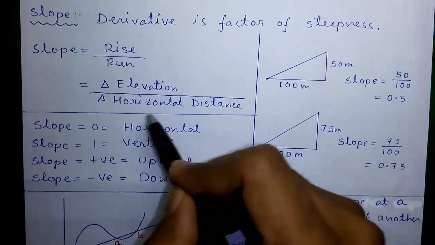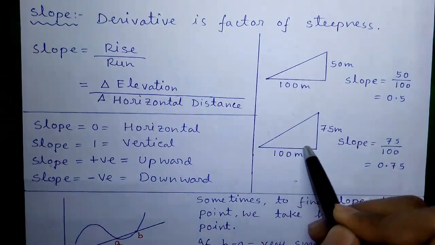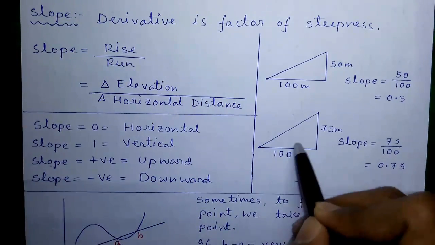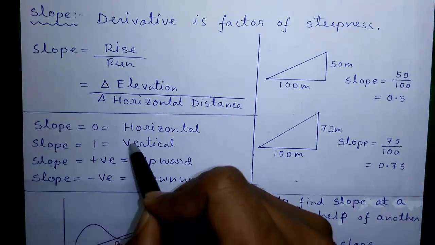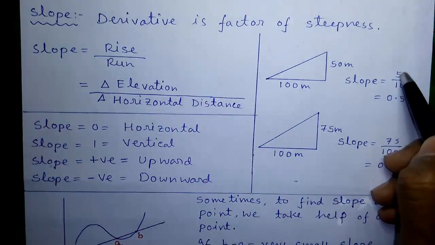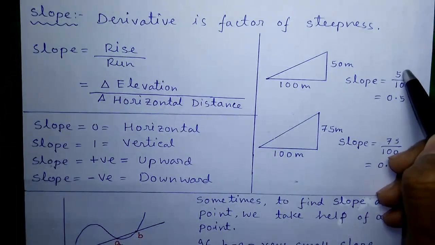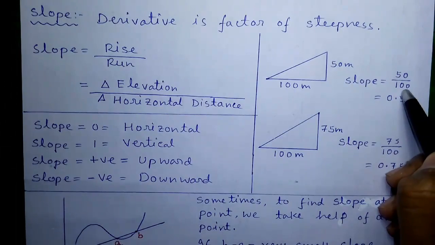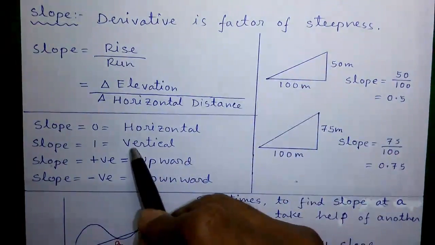Next, some slope values. When slope equals 0, there is no angle. This is a horizontal line, like cycling on a straight road. When slope equals 1, that is vertical distance divided by horizontal distance equals 1, that means vertical and horizontal distances are the same. It seems like firing a rocket straight upward.